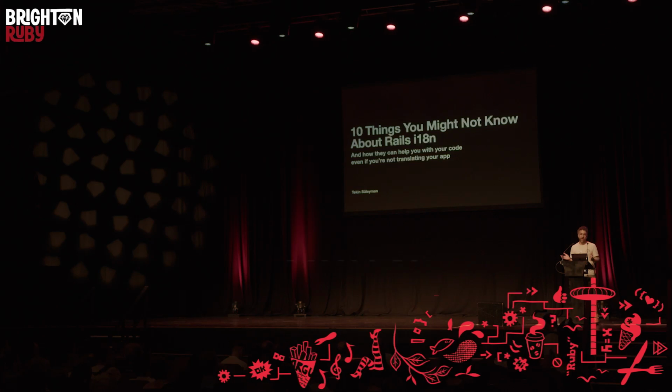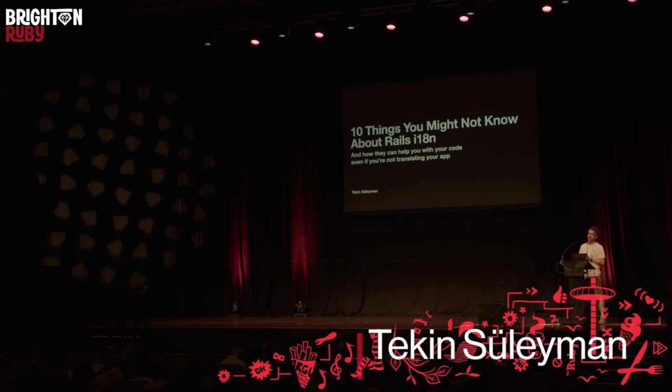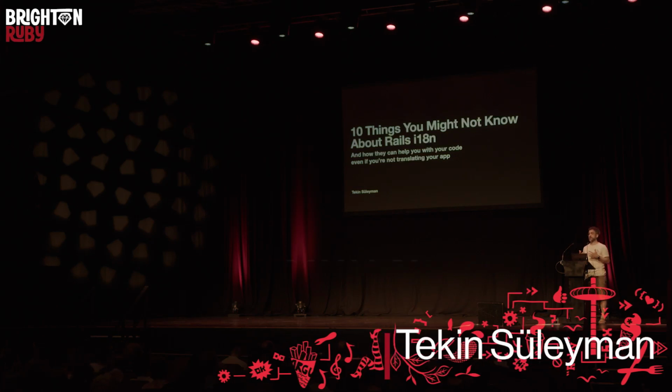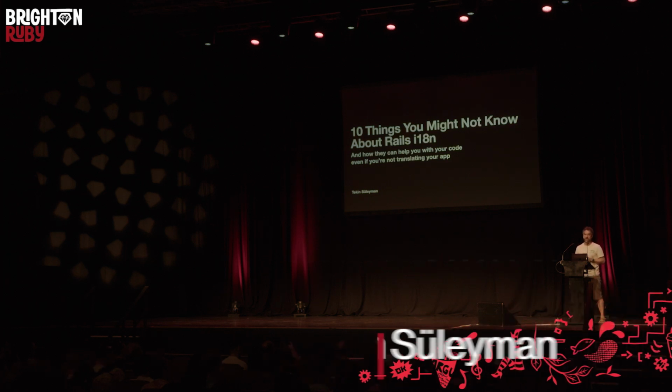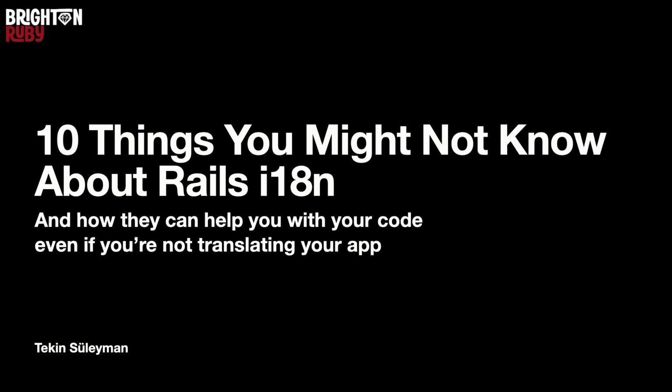So this is a talk about Rails and I18N. More specifically, it's a talk about why I believe understanding how I18N works can be useful to you, a Rails developer, even if you're not translating your app into other languages. I hope to demonstrate this by showing you 10 things I think are interesting about I18N and sharing some of the techniques that I think you can use, even if you're not translating your app into other languages.